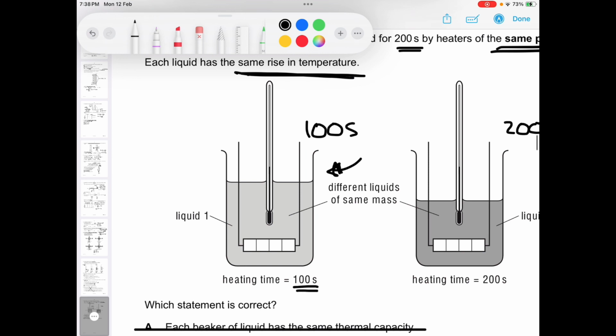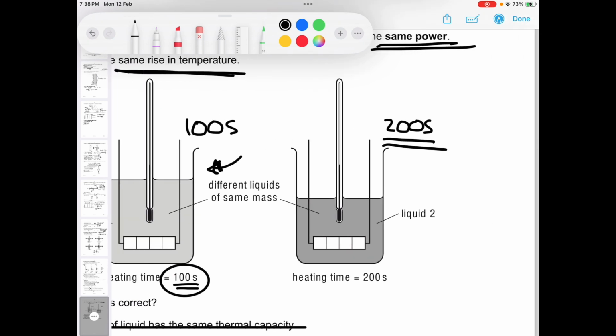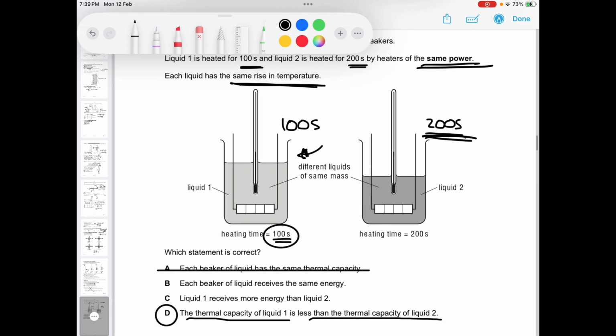Liquid 1 is like your nice friend. When you go out to eat together, they don't eat a lot to become full. This one, however, requires 200 seconds of heating. This is like your really hungry friend who comes and devours all the food, and he devours a lot to feel full. Okay.